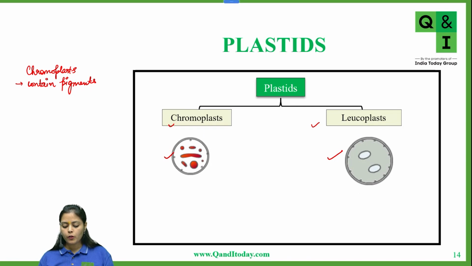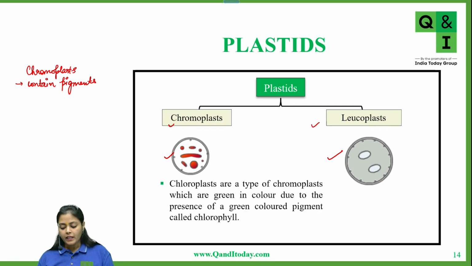Okay, so see from here, chromoplasts and leucoplasts. Now let's see the function of chromoplasts. Chromoplasts contain pigments, and there are various types of chromoplasts available. They can contain different types of pigments. I can tell you the names of certain pigments.